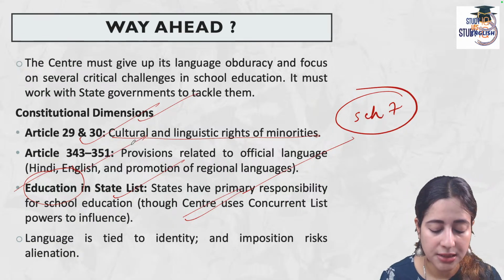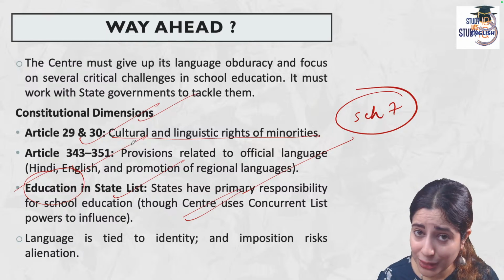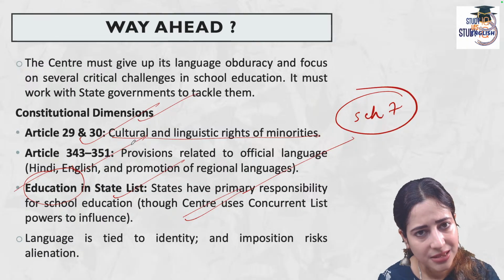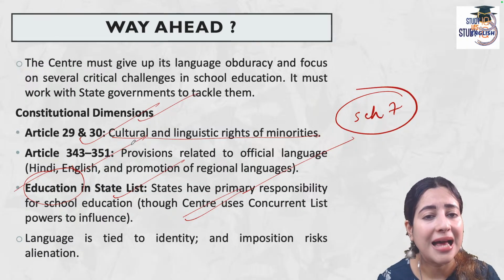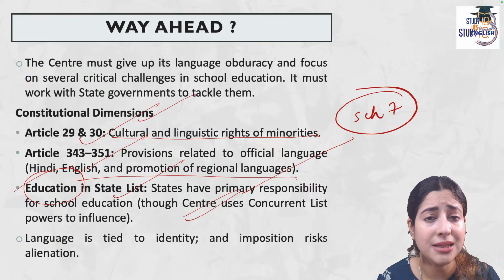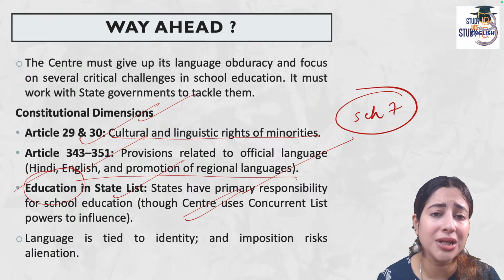Last but not the least, under Articles 343 to 351, we know that although Hindi is used for official purposes in India, the government of India itself has given permission to various states to use English wherever necessary. It can back up as a regional language in case the state governments feel comfortable in that.